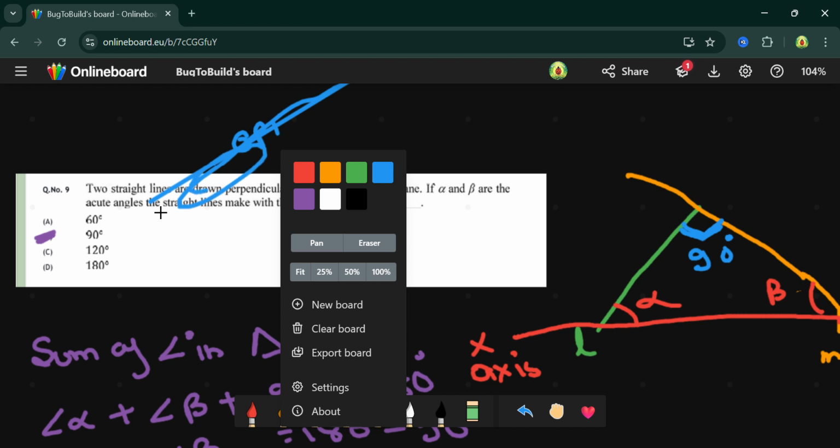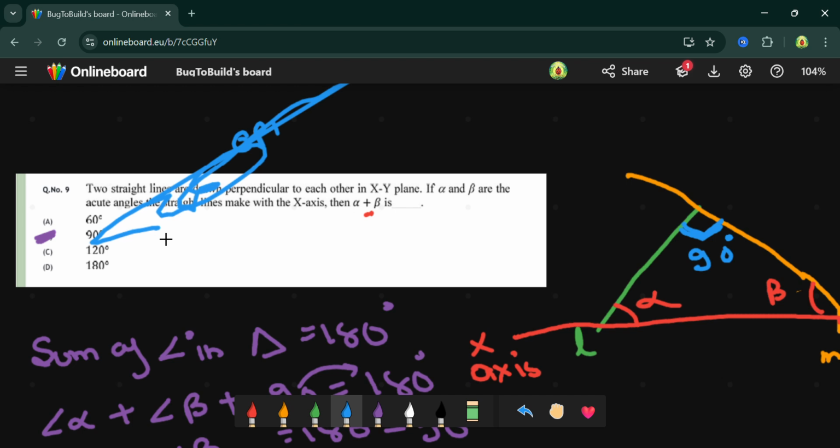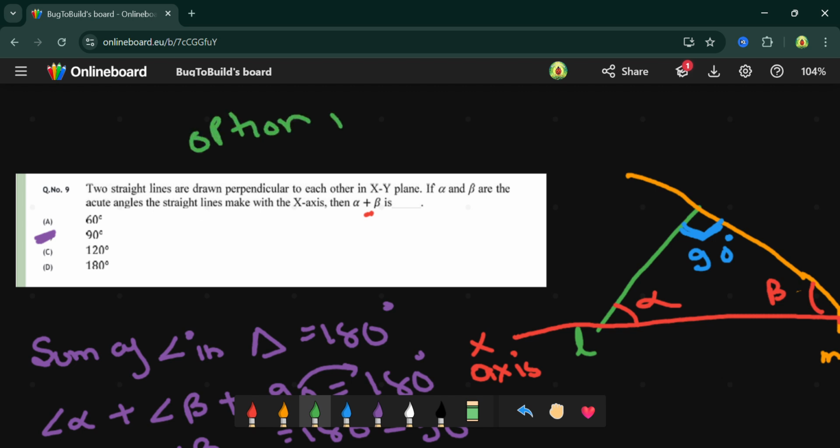Option B is correct, which is 90 degrees.